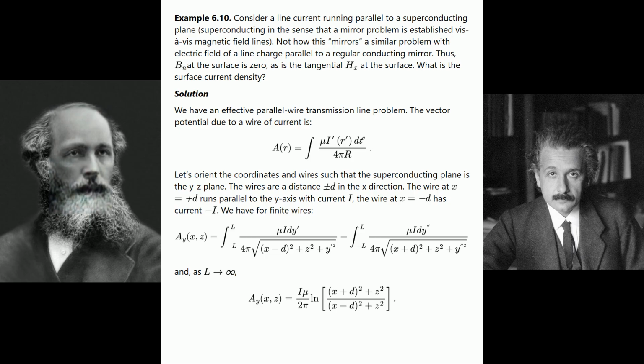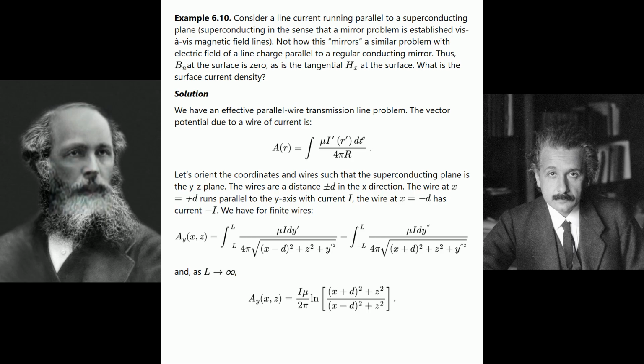Let's orient the coordinates and wires such that the superconducting plane is the YZ plane. The wires are a distance plus or minus d in the x direction. The wire at x equals positive d runs parallel to the y-axis with current I. The wire at x equals negative d has current negative I.